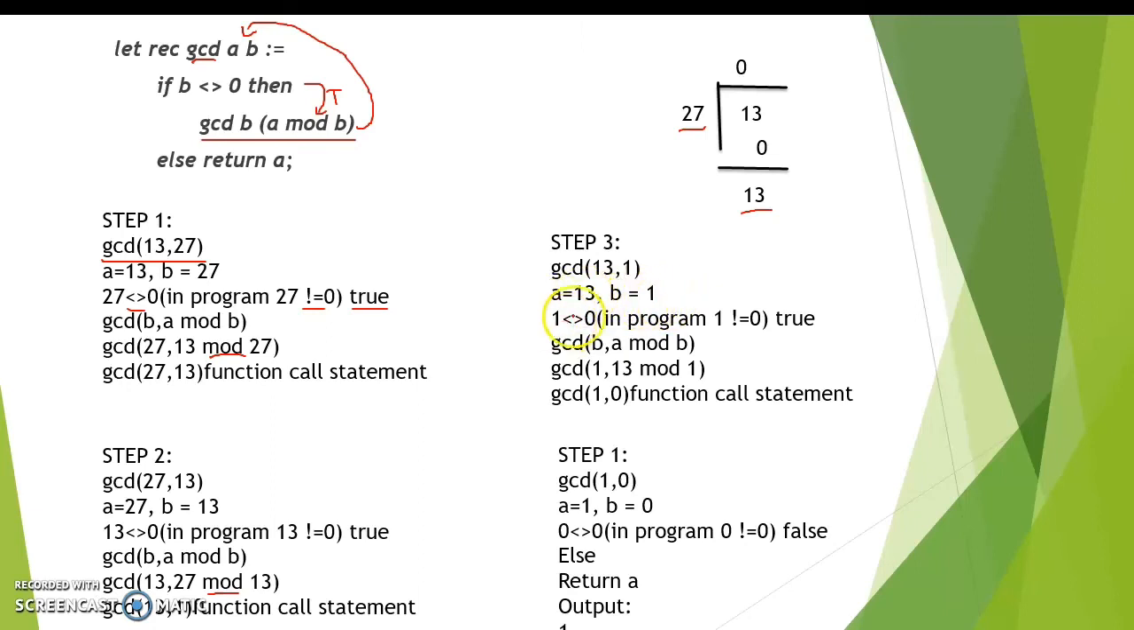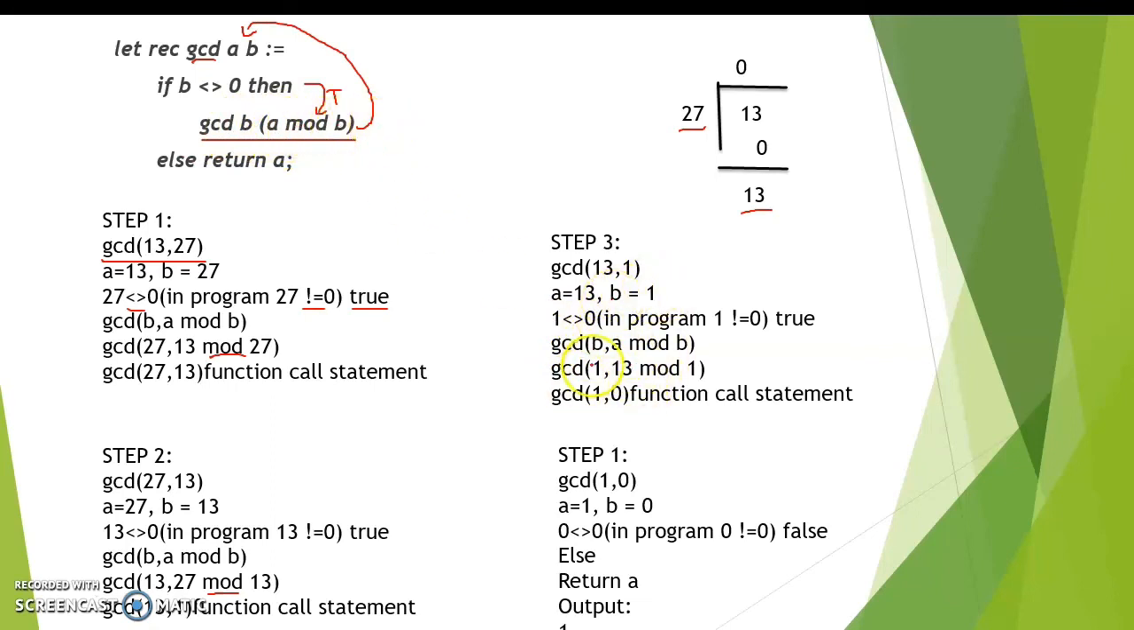Again it checks the condition 1 not equal to 0, and the condition is true. Yes, 1 is not equal to 0. Again it calls the function. It goes to the next statement, that is GCD of B comma A mod B. Now we substitute the values.